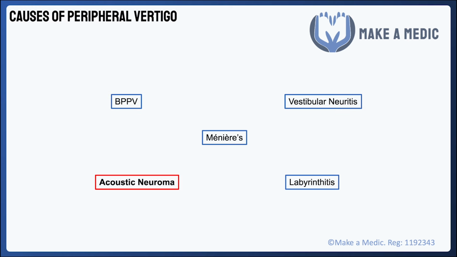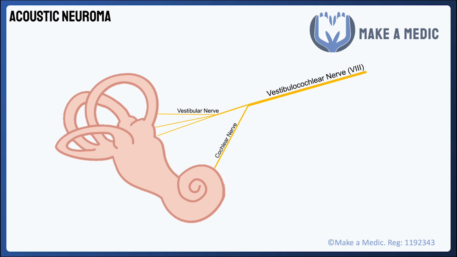The final major cause of peripheral vertigo is an acoustic neuroma, otherwise known as a vestibular schwannoma. These are benign tumours that develop on the vestibulocochlear nerve, and they arise from the myelin-producing Schwann cells. The symptoms tend to develop gradually as the tumour grows, but since it's compressing a nerve which carries balance and hearing information, the symptoms will include vertigo as well as hearing loss in the affected ear. If the tumour grows further and becomes particularly big, it may compress other nearby nerves like the facial nerve and cause further symptoms as well.